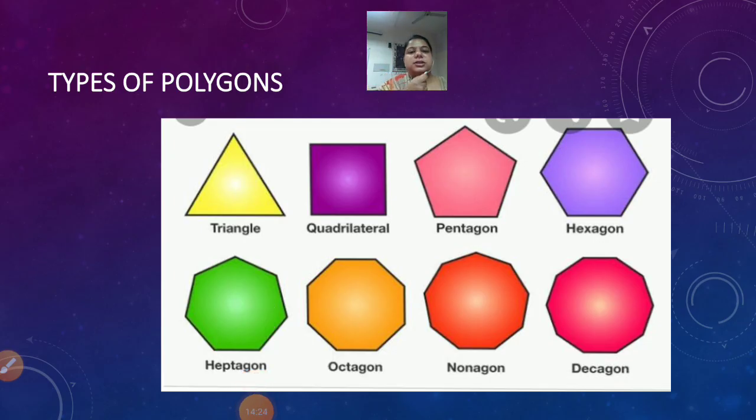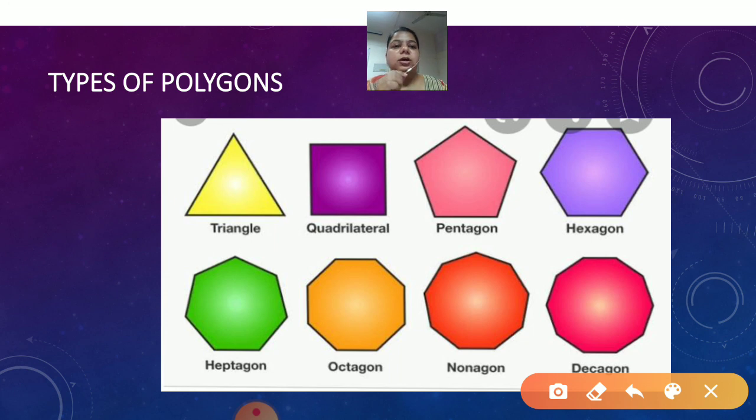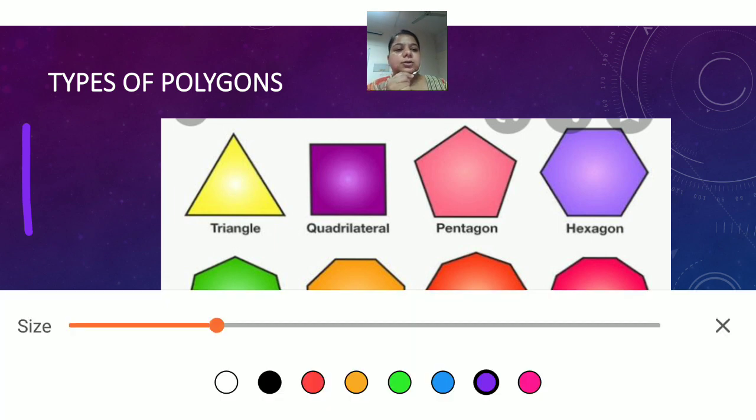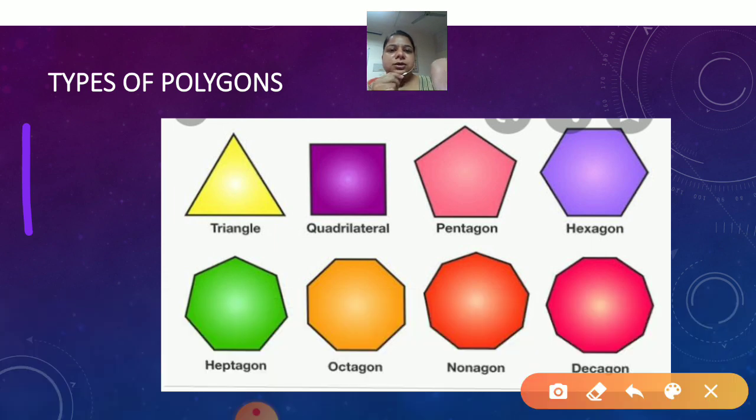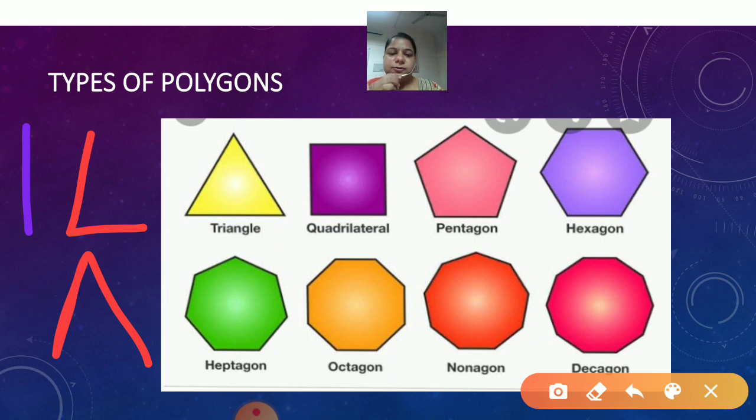Now we will talk about the names of different polygons. First of all, you can't draw a polygon with one side because it will not become a closed curve. It is simple but it is not closed, so this is not a polygon. What about two line segments? Can you draw a polygon with two line segments? Is it possible? Let's check. If I do it like this or this, I can't make a closed curve. So a polygon with two line segments is also not possible.